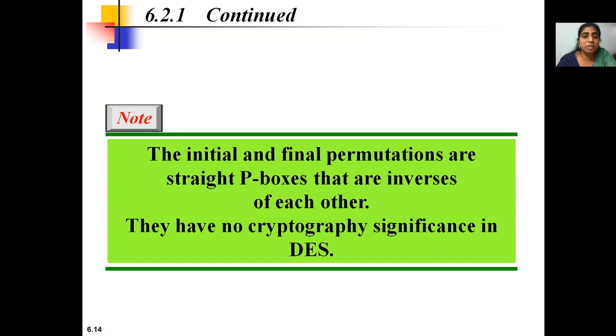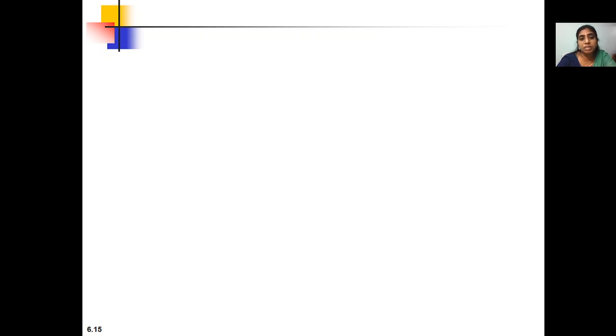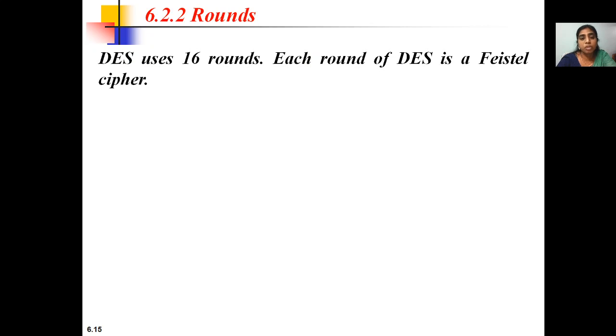So the initial and final permutations are straight P boxes that are inverse to each other, and they don't have any cryptography significance. So we use 16 rounds in the DES algorithm. At each round we are going to achieve a Feistel cipher, that is, a Feistel structure.